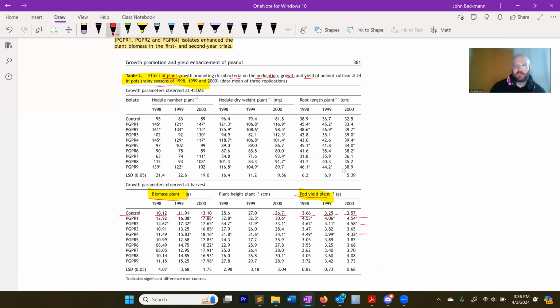So would you say if the control is producing 3.5 pods per plant, and with the PGPR you're getting like 4.5, that's kind of like a 25% increase. I think that's pretty significant. Like a 25% increase in the number of peanuts you get just because you dip the seeds in a bacteria. That's pretty good, I think. So that's pretty impressive. What are some other patterns that you observe looking at this data? Spend a few seconds just looking, like what do you note? What do you see?